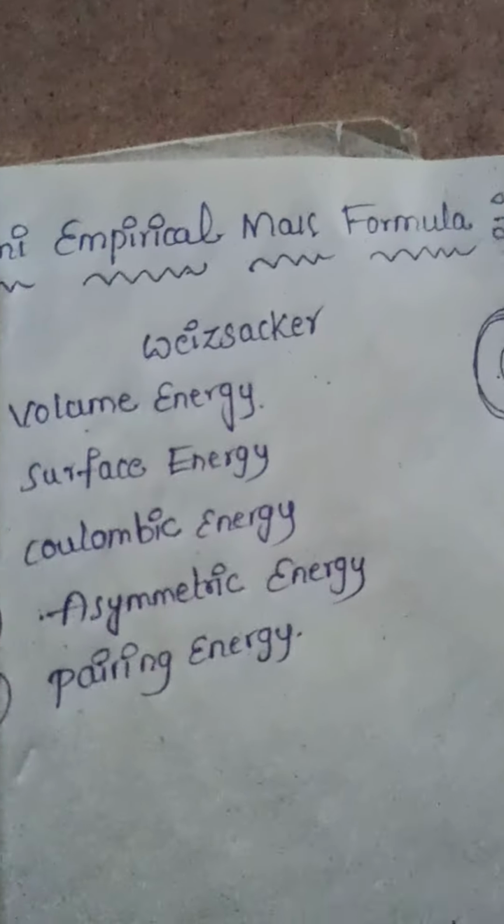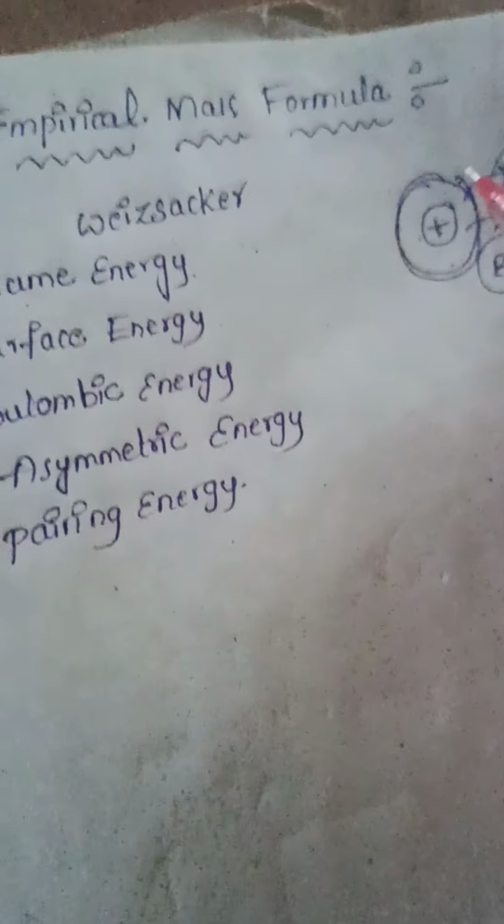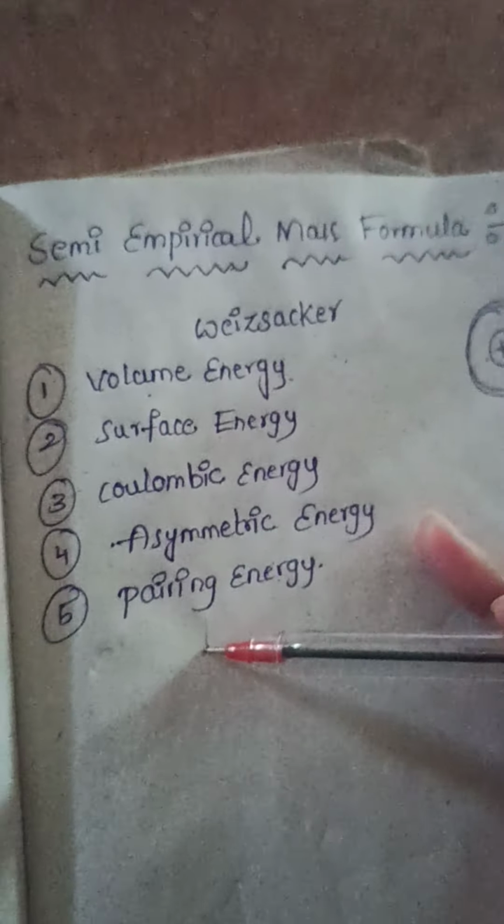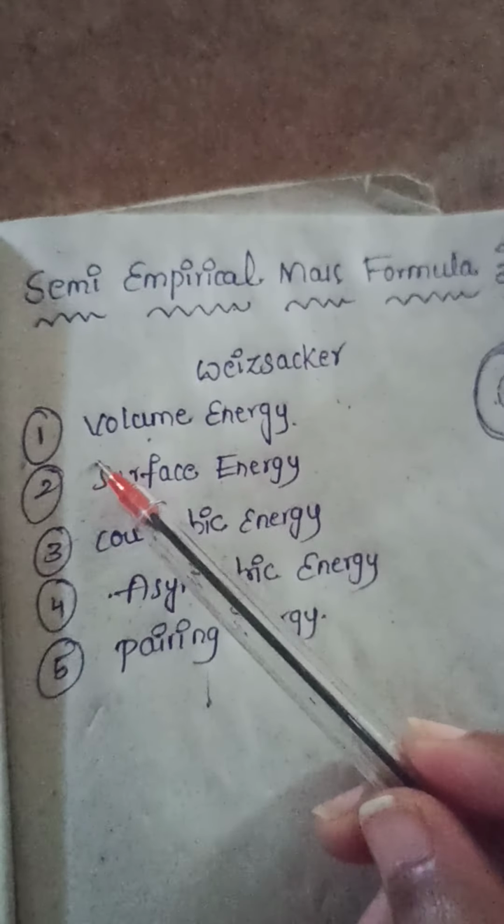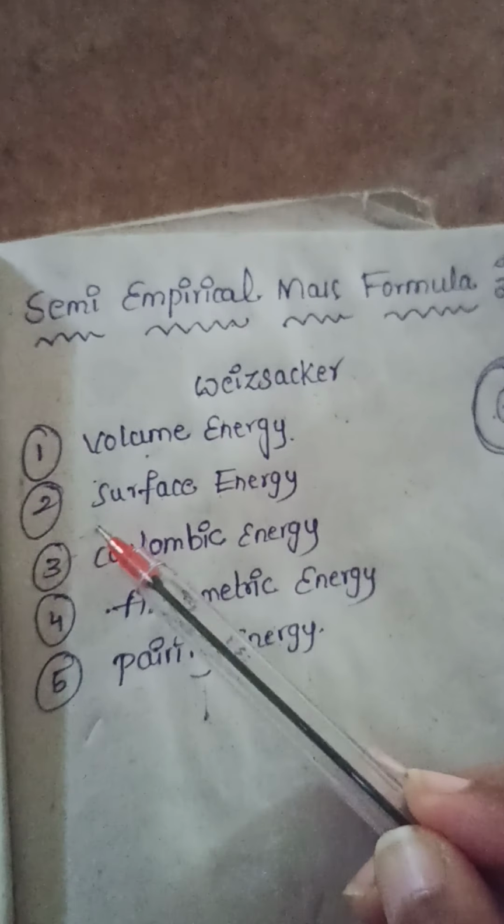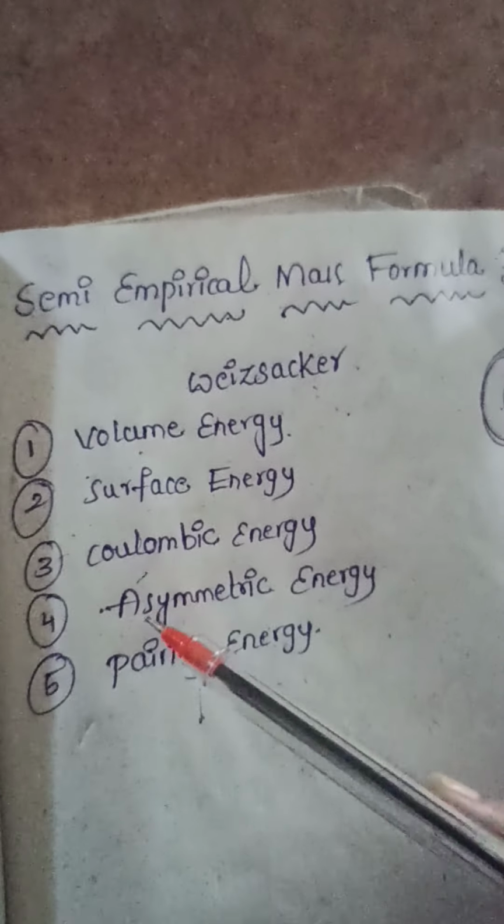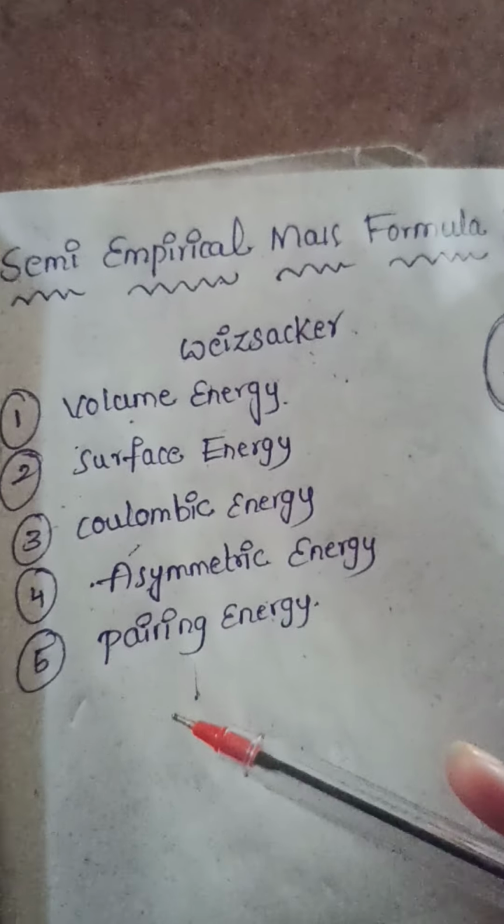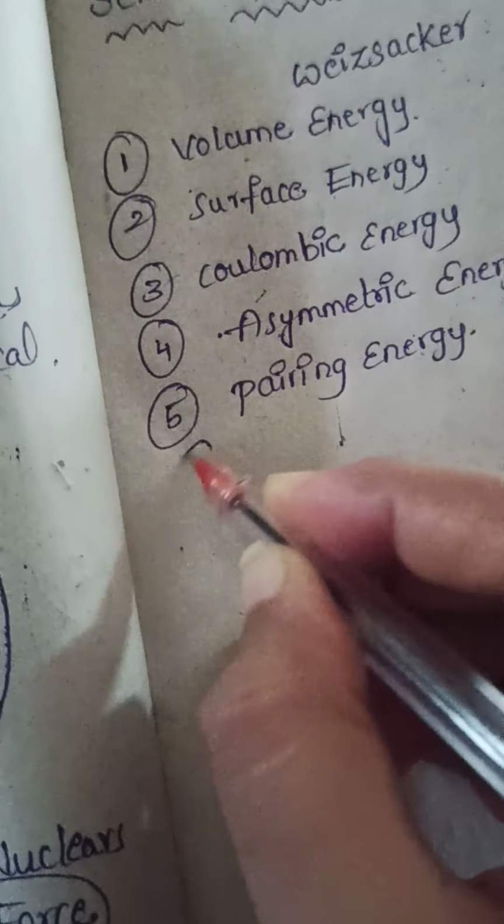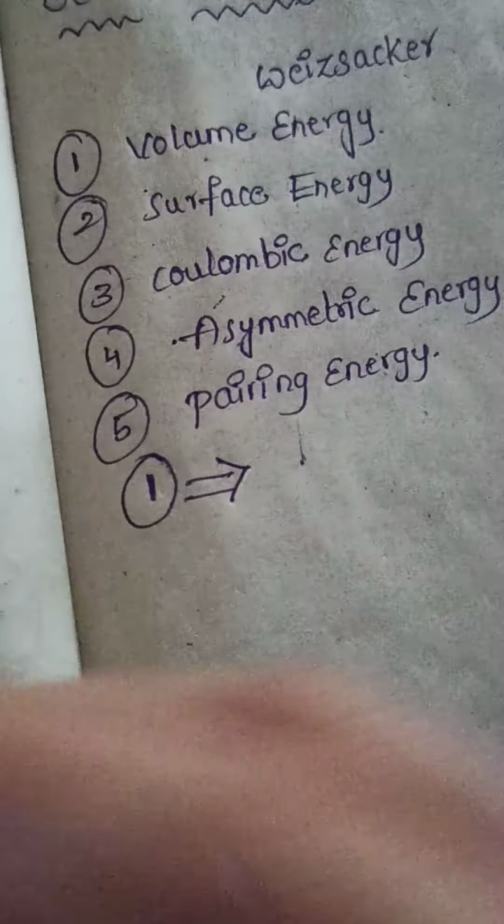Now this nuclear binding energy depends on different factors. It depends on the following terms: first, the volume energy term, and next the surface energy term, Coulombic energy term, asymmetric energy term, and pairing energy term. First I would like to discuss the volume energy term.